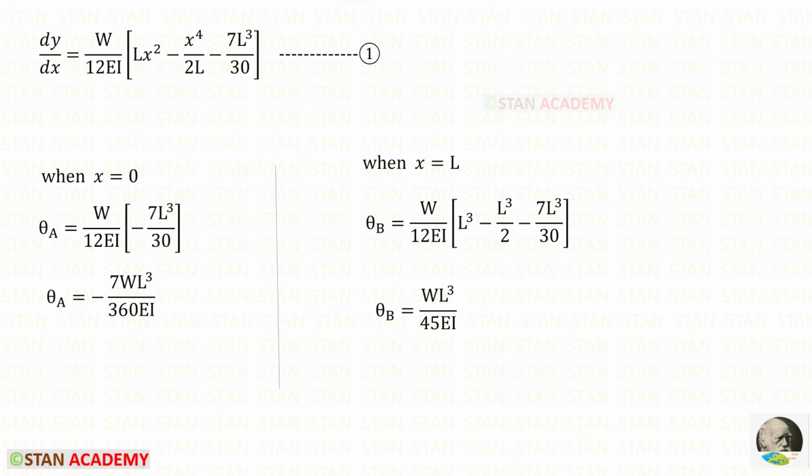To find the slope at the left end, in this equation, instead of x, we have to apply 0, so that we will get theta A. To find the slope at the right end, that is at the point B, in this equation, instead of x, we have to apply L, so that we will get this.